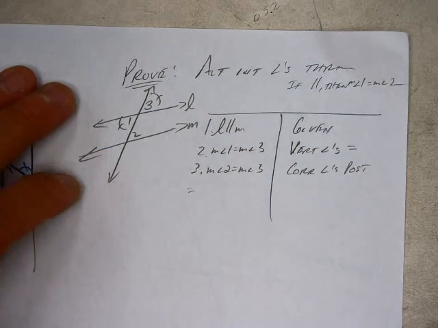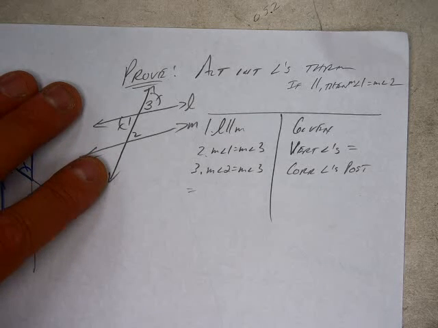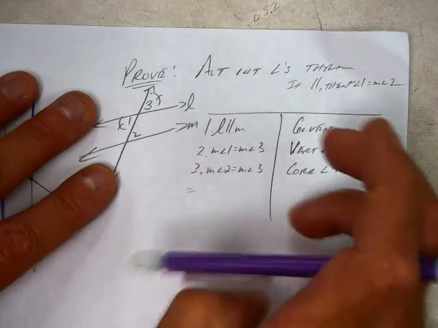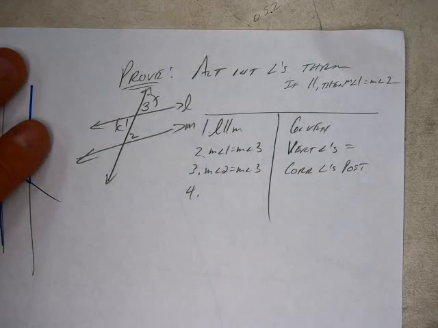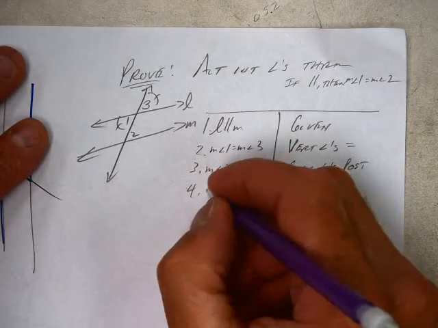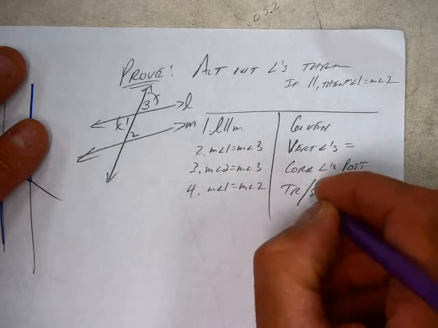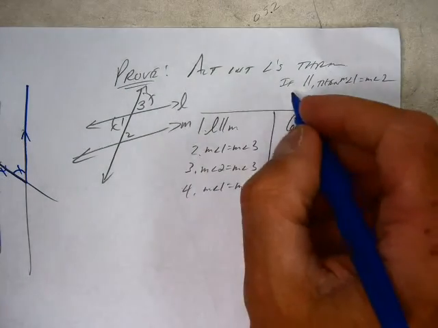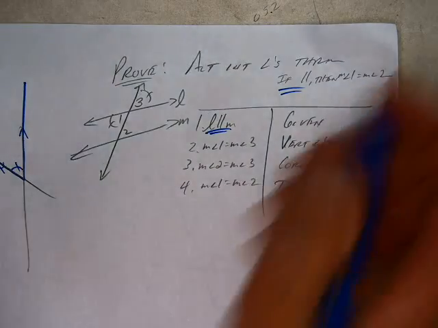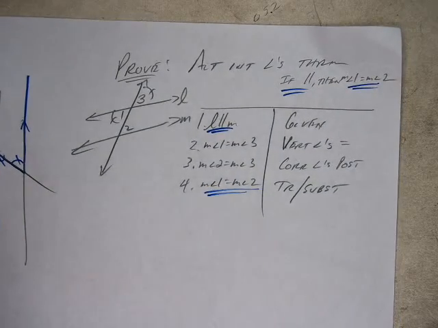So I'm trying to show that the alternate interior angles are equal. So now what? Substitute, or transitive, and what would I write then? Measure of angle 1 equals measure of angle 2 by transitive or substitution. And so that proves this theorem, because it says if the lines are parallel, then those two angles are equal. And all the other theorems can be proven somewhat similarly.